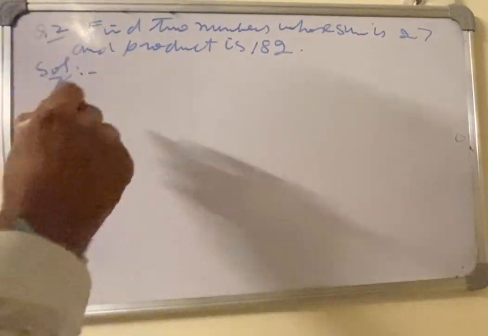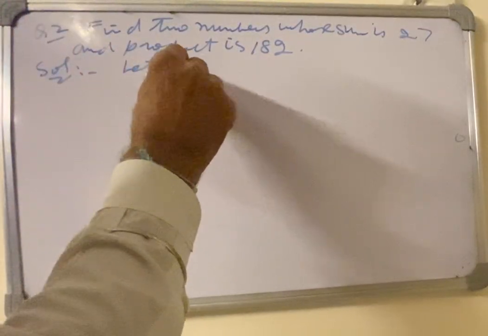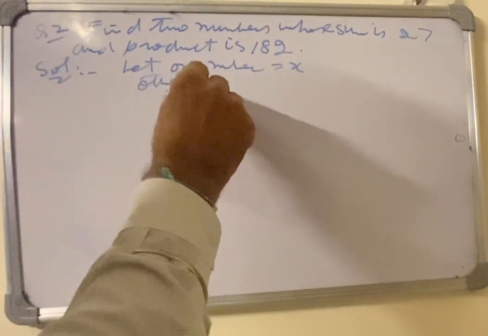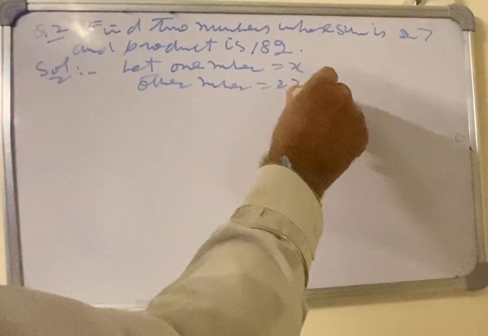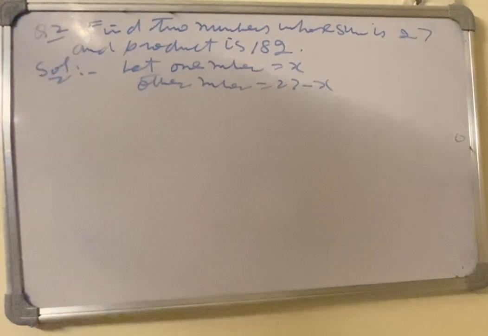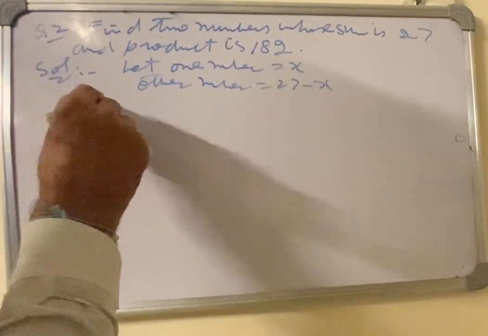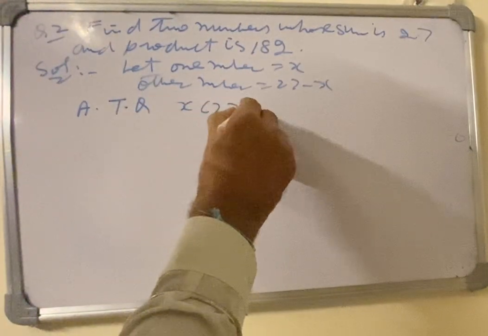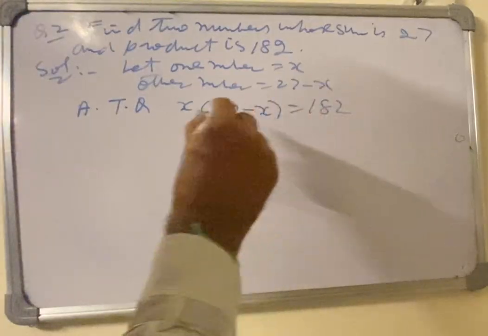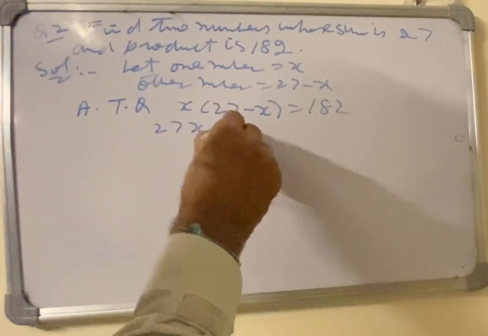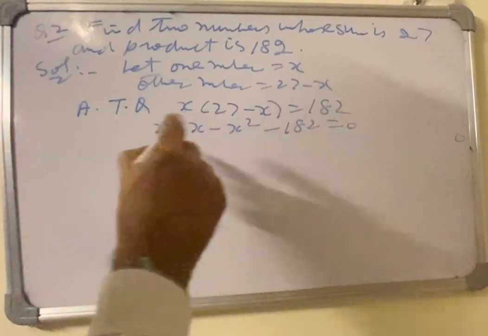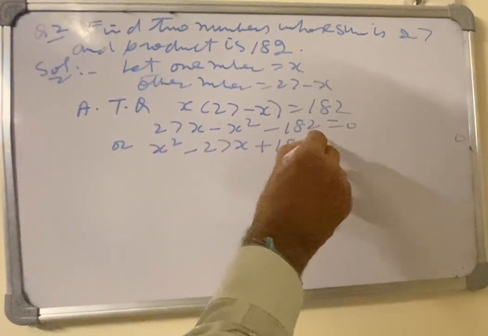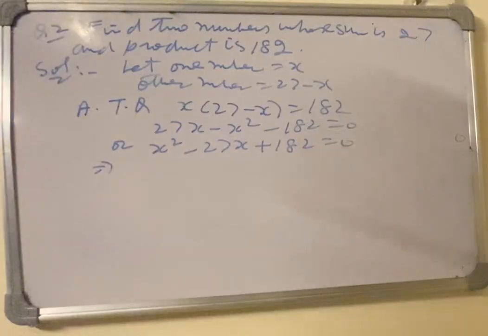Solution, let one number be x, other number is 27 minus x because the sum of numbers is 27. According to the question, their product is 182. x into 27 minus x is equal to 182. 27x minus x square minus 182 is equal to 0, or x square minus 27x plus 182 is equal to 0. We can factorize this.